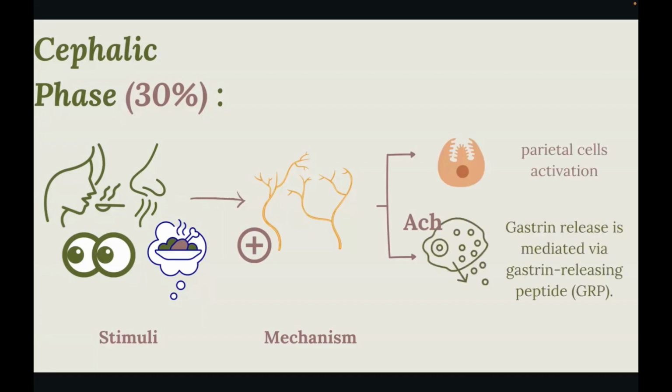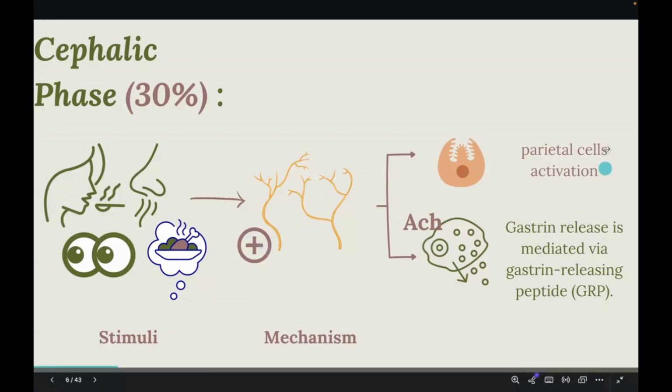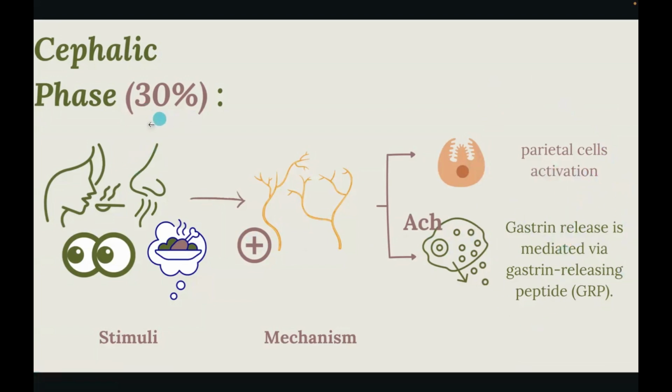It stimulated two things. It stimulated the parietal cells to release HCl, okay? And it also stimulated the gastrin release via the GRP, or gastrin releasing peptide, which is basically the same thing. Meaning it's activating the G cells, okay? So now we have parietal cells that are activated, and gastrin also that's being released. So HCl and gastrin are starting to be released only in 30%, okay? Not in a huge amount, only 30.